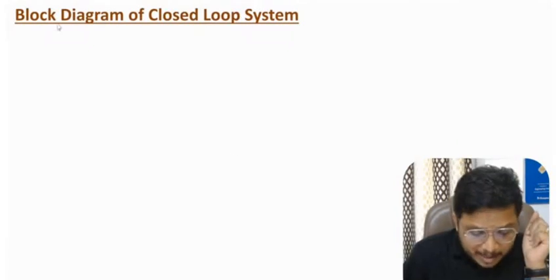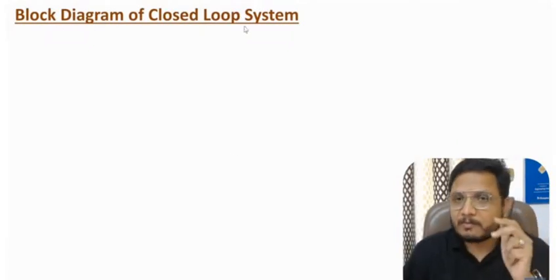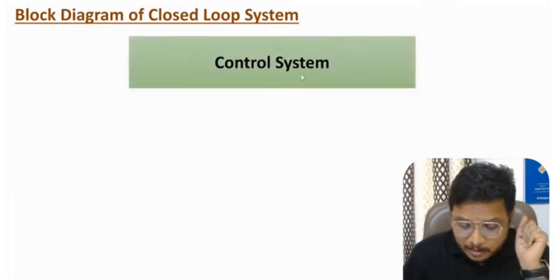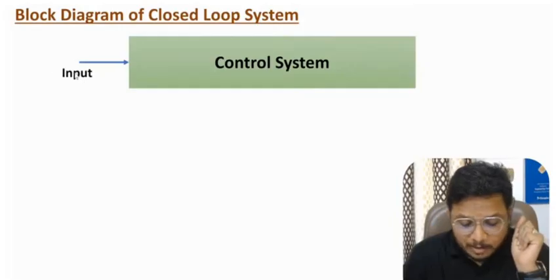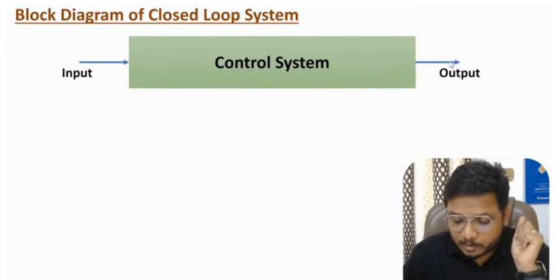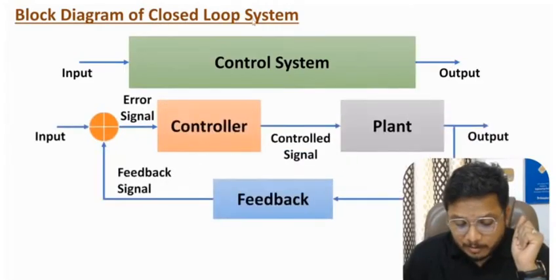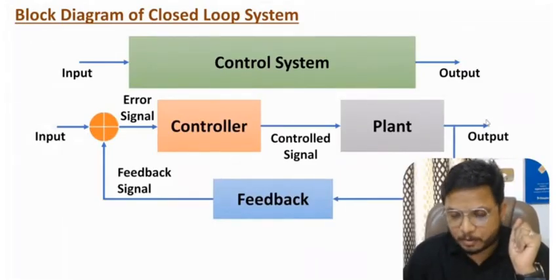That is the block diagram of a closed loop system. First of all, one should know what a control system is. See, in a control system, we give input and based on the input, the system generates the desired output. If you see the detailed block diagram of a closed loop control system, here we provide input and here we obtain the desired output.